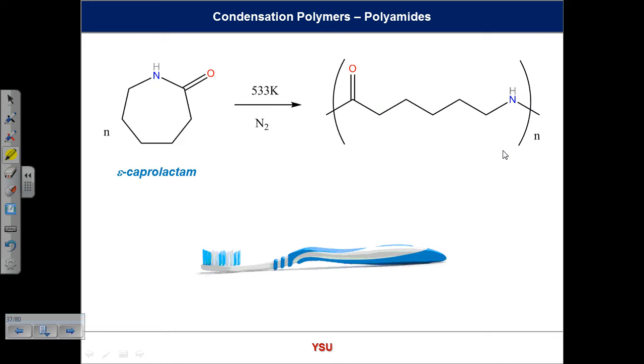Nylon 6, I've always wanted to put a picture of a toothbrush on my slides. I finally got to do it. Next time you brush your teeth, which hopefully is soon, those fibers are made out of nylon 6.